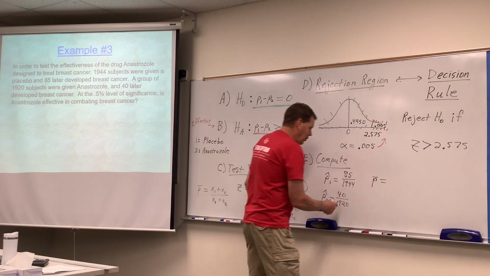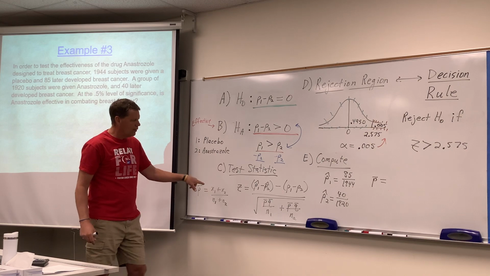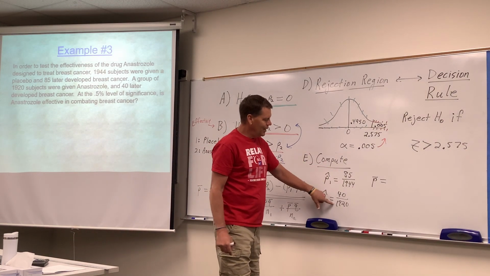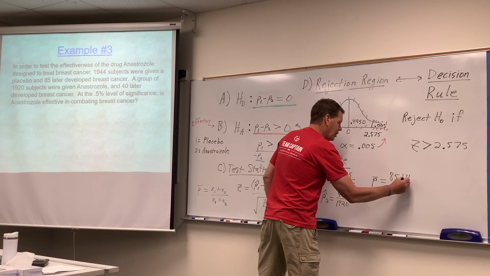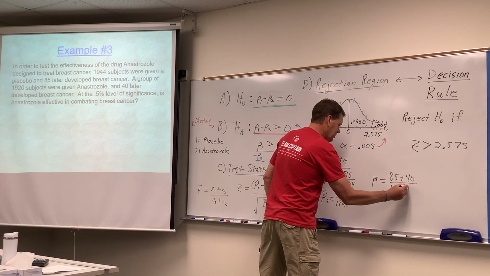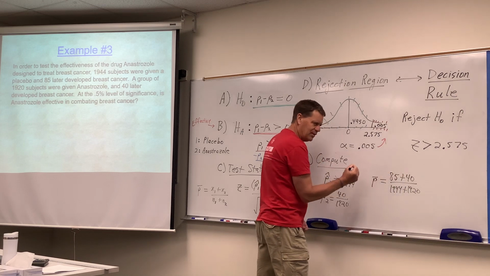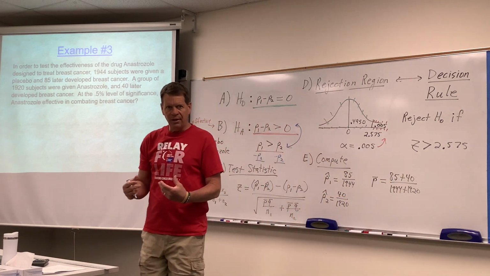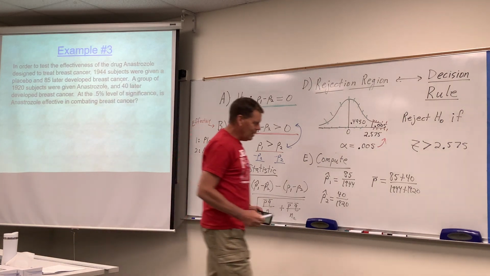P bar, by the way, that's a nasty decimal. P bar would be to pool the two groups together. That's basically add the two numerators, add the two denominators. So 85 plus 40 over 1944 plus 1920. The total number of women who developed breast cancer divided by the total number of women who participated in the study. All right? And so again, that would be just some straight up addition.